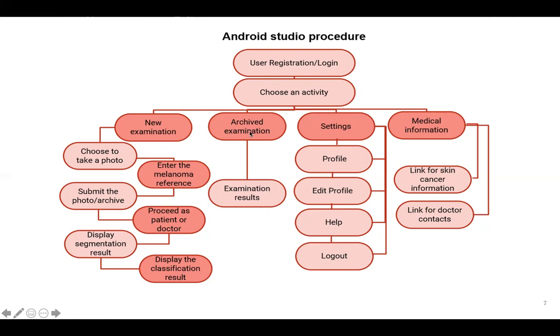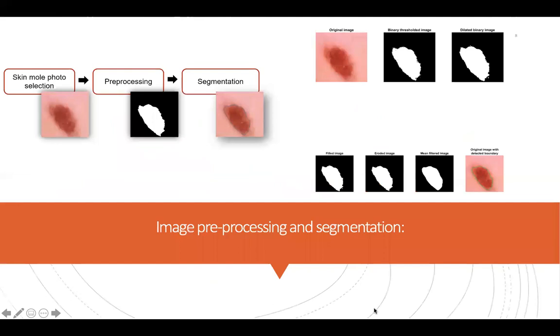Archived examination, which is the user's notebook, where he can save the examination results. In the settings, he can go to his profile, edit profile, get some help, and even log out. And the medical information has a link for skin cancer information in order to educate the user about skin cancer, and links for doctor's contact.